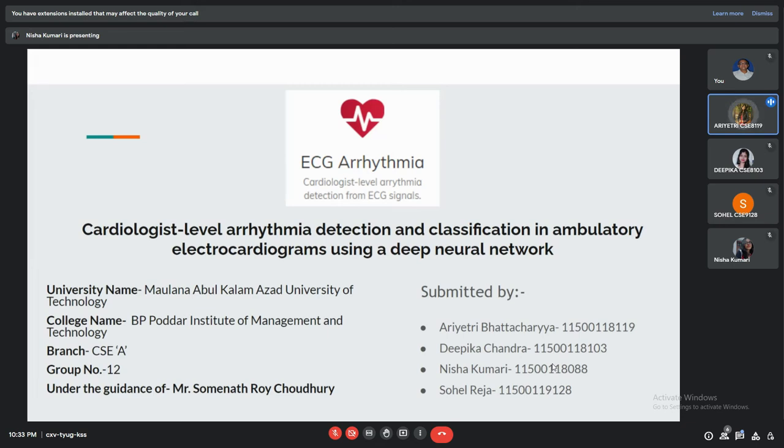We are Group 8-12 presenting the topic cardiologist level arrhythmia detection and classification in ambulatory ECG using a deep neural network under the guidance of Somnath Roy Chaudhary, sir. Our presenters include myself, Auryatri Bhattacharya, Deepika Chandra, Nisha Kumari, and Sohail Rizzo.